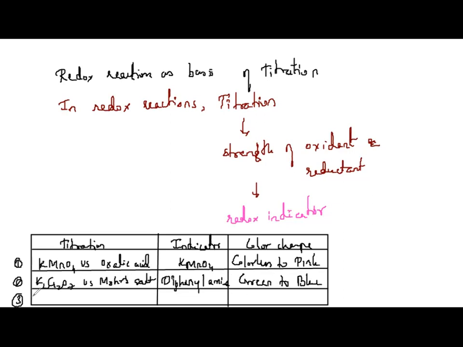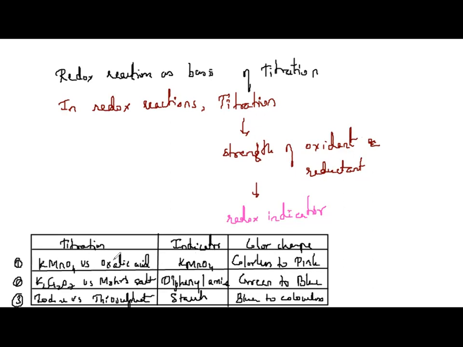And the last one is iodine versus thiosulfate. The indicator used is starch, and the color change is blue to colorless. So please do remember these indicators. For redox reactions, we use these indicators to find the strength of the oxidizing agent or the reducing agent. And these are the color changes.